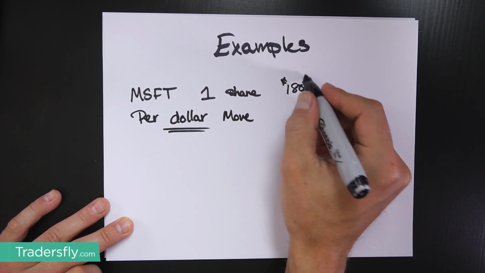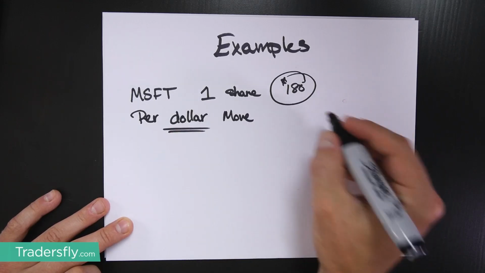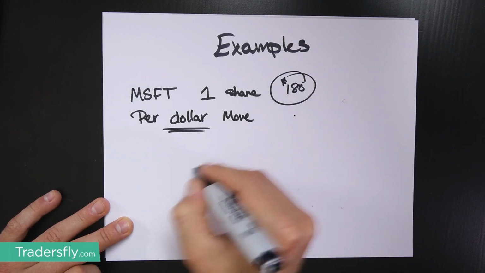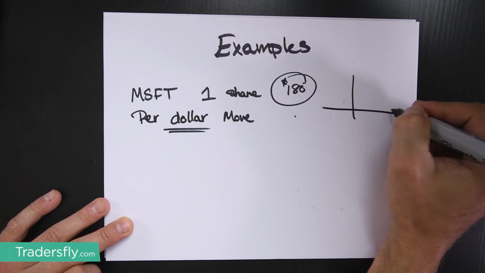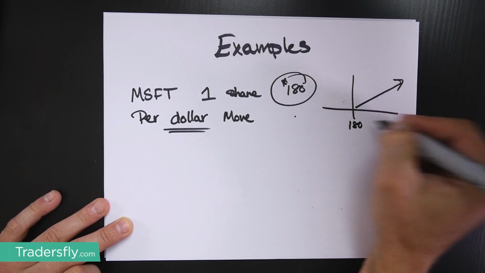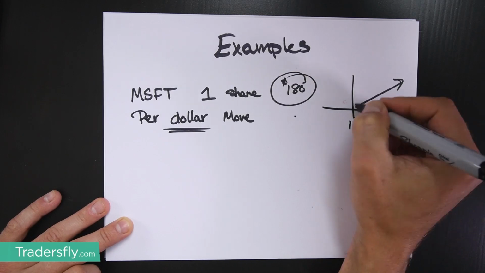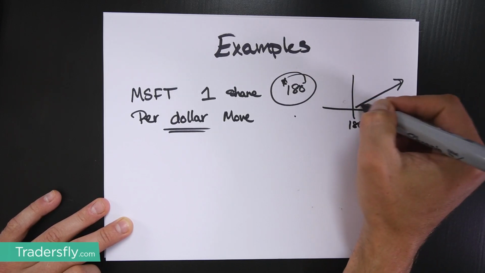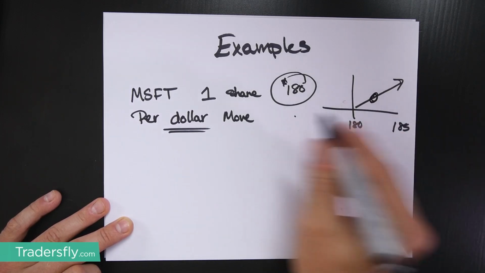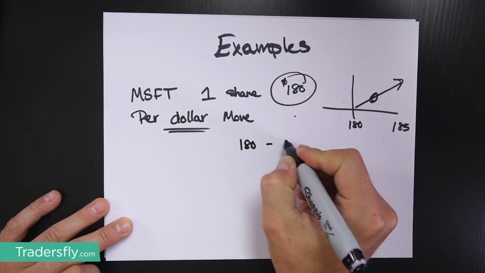So if you got it at 180, and you have one share, well, if that stock goes to, let's do a quick chart here. Here you've got 180, here's a price of 185. Well, you've got one share. Are you making money or are you losing money? Well, you're making money. So it goes from 180 to 181.